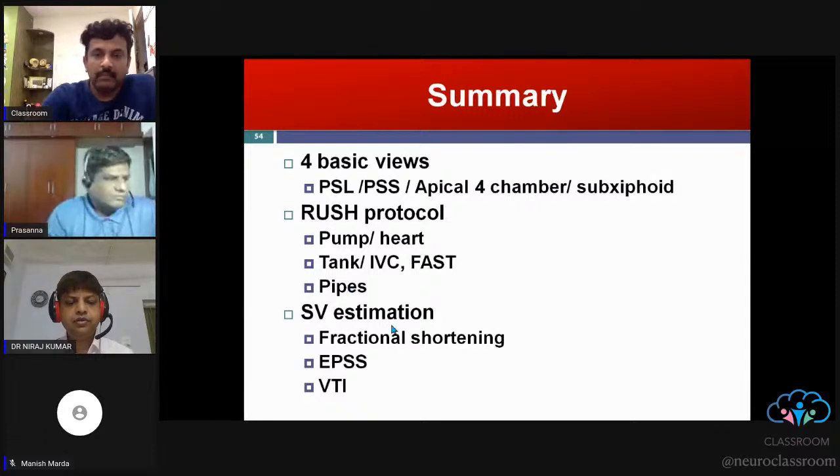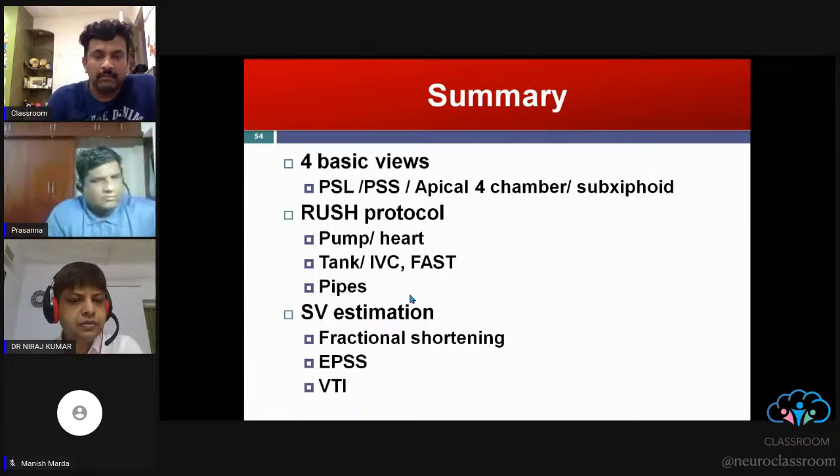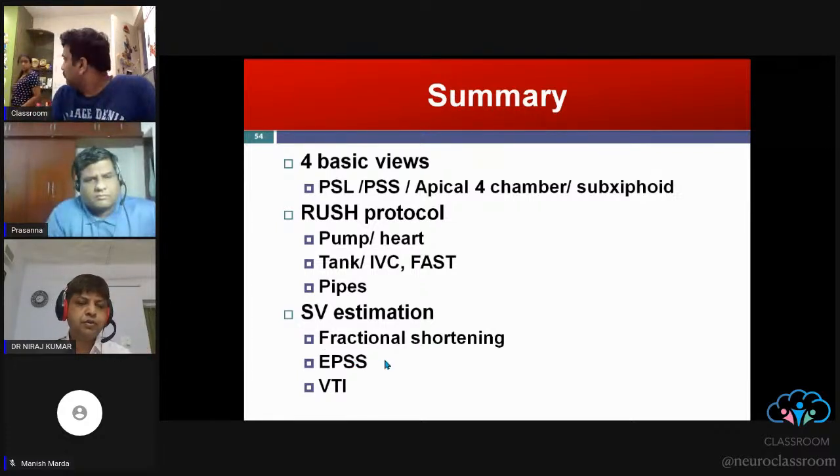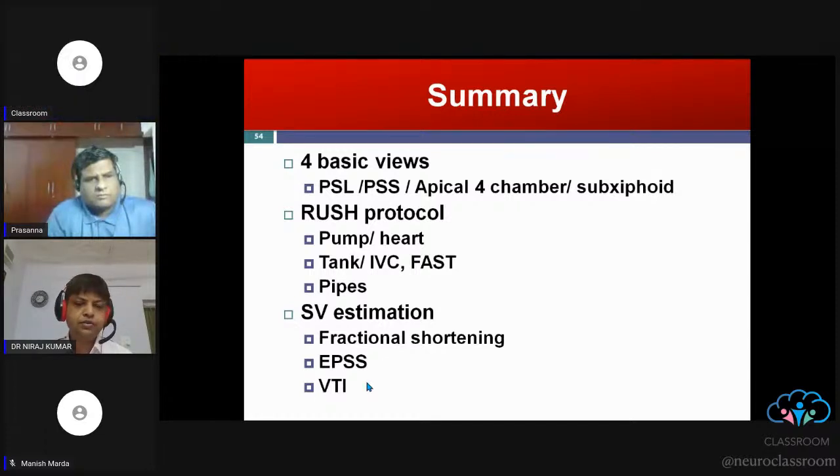If you are interested to know how this stroke volume is estimated, there are some simpler techniques: fractional shortening, then EPSS, mitral valve movement, then VTI calculation can be done to estimate this stroke volume.